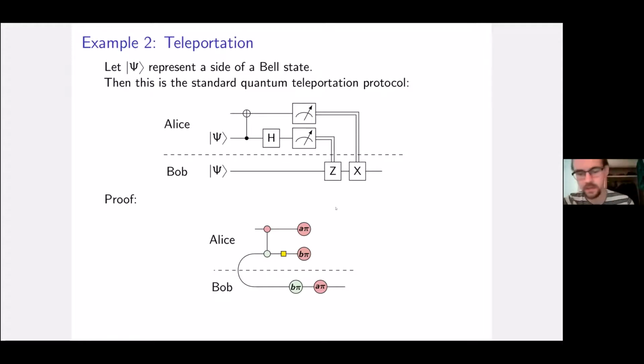Okay, so we can start simplifying it. Well, first we fuse the spiders with the same color. Then we change the color of the spider, and again we fuse spiders with the same color. Then we use our freedom to deform the diagram, so we can remove this little dangling wire.